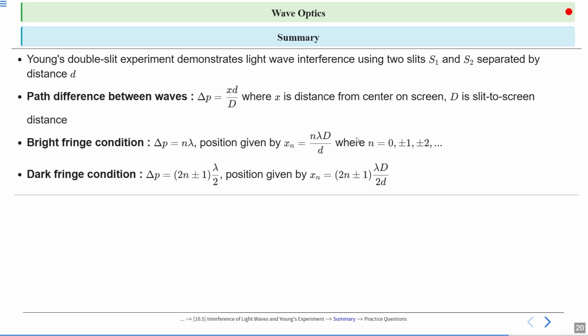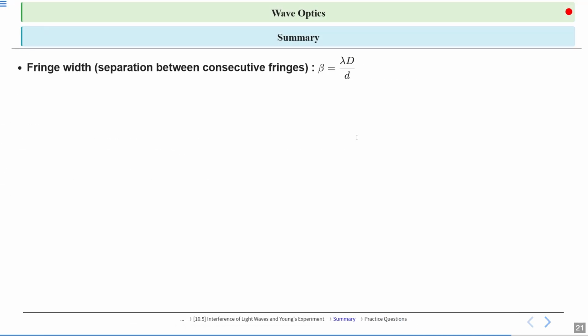Why are we using 2n plus minus 1? I have mentioned either it can be plus, or it can be minus, so you have to choose the n value accordingly. If it is 2n plus 1, then the n value will start from 0, so n equal to 0 will represent the first dark fringe position. And if it is 2n minus 1, then n equal to 1 will represent the first dark fringe position. This formula helps us find where the dark spots will appear, completing the understanding of our interference pattern.